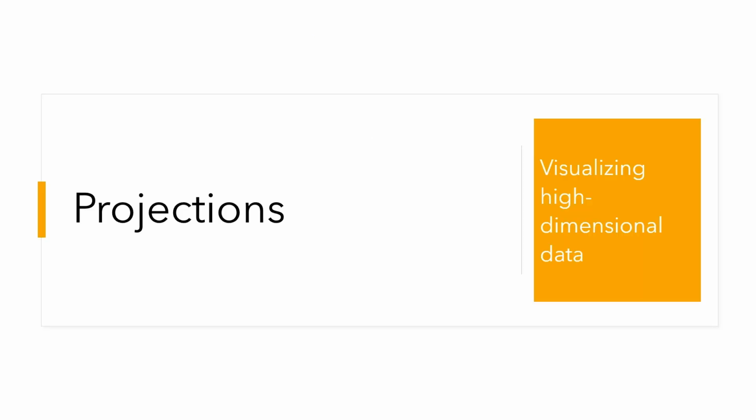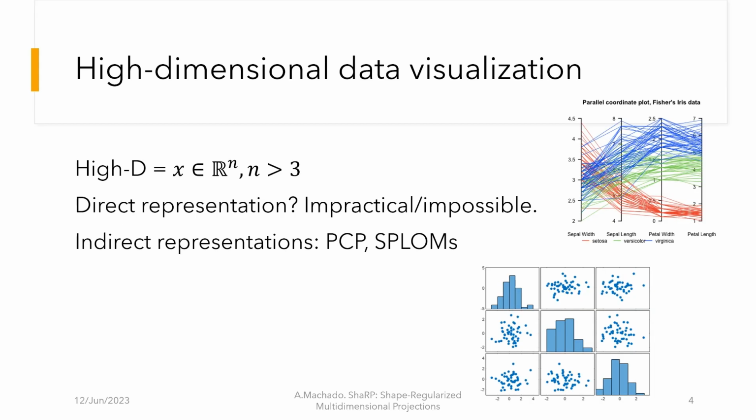So first of all, projections. Projections are all about visualizing high-dimensional data, and by high-dimensional here we mean data that lives in more than 3 dimensions, but usually data is going to live in way more than that, like in tens or thousands of dimensions. A direct representation for such data spaces is either impractical or impossible because we only have so many visual variables to use to represent each data dimension, in a way that allows people to actually understand the patterns of the data being represented.